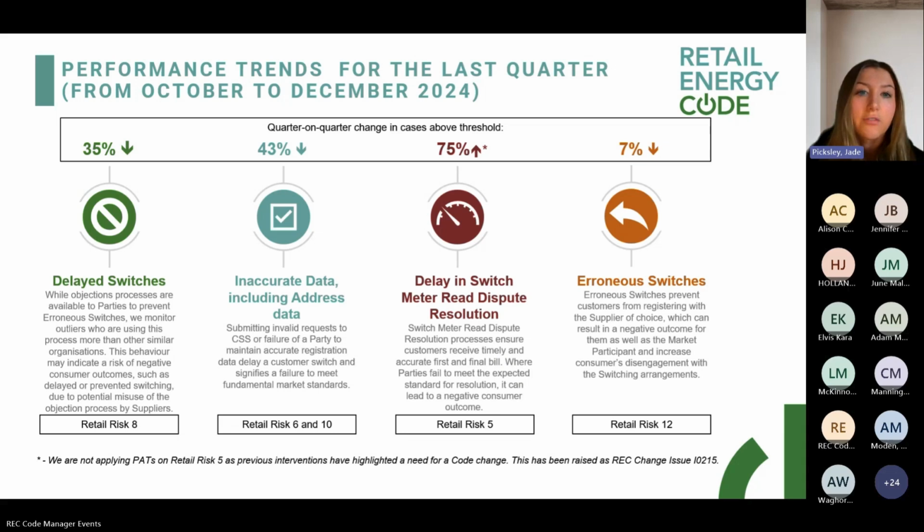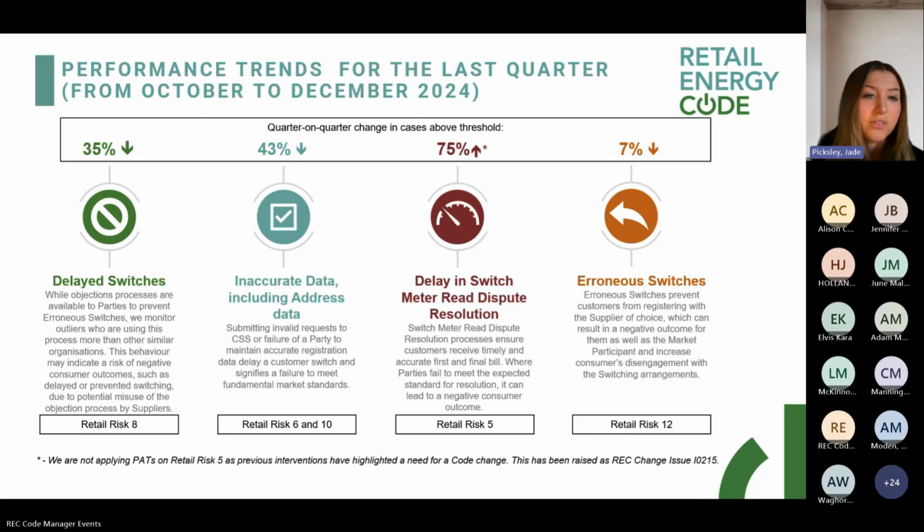If we move on to the next slide, we're having a look at a brief summary of the current risk driver cases scoring above threshold. We can see a decrease of 35% for retail risk 8. For this risk driver, we monitor outliers who are using the objection process more than other similar organisations. This behaviour may indicate a risk of negative consumer outcomes such as delayed or prevented switching, which can be due to suppliers potentially misusing the objection process. We've also seen a decrease of 43% for risk drivers 6 and 10. Parties finding themselves over threshold for this risk driver is due to submitting invalid requests to CSS or failing to maintain accurate registration data and delaying a customer switch, which consequently signifies failing to meet the fundamental market standards.